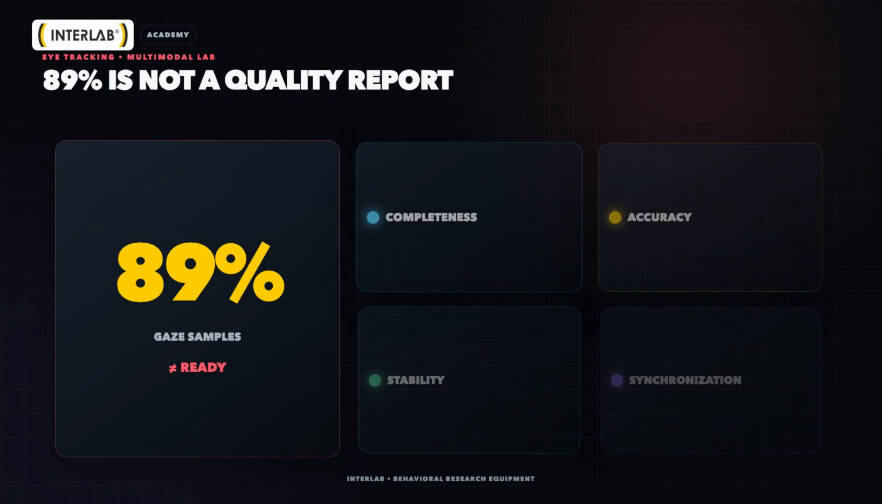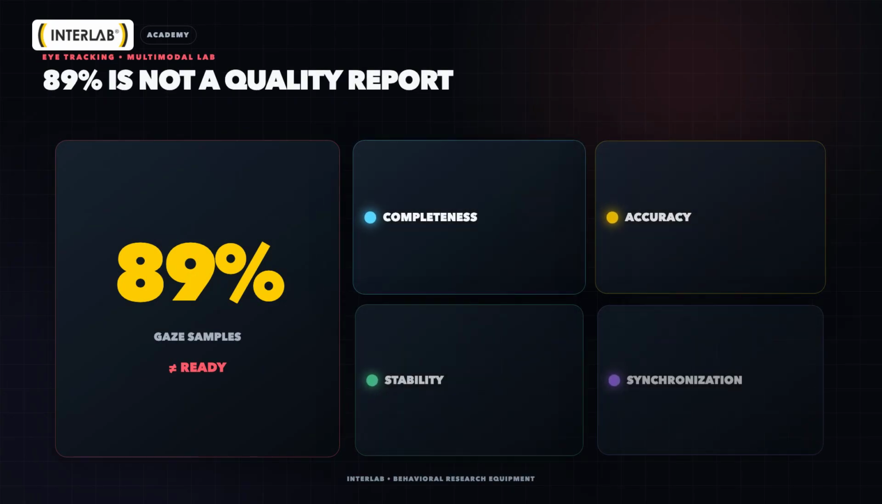Synchronization is only one dimension of quality. A high percentage of gaze samples does not automatically mean that data are ready for area of interest analysis. Samples may be numerous, yet systematically displaced, unstable in selected segments, or mapped poorly onto the scene. A quality report should therefore combine data completeness with accuracy validation, stability, sample loss control, and synchronization assessment.